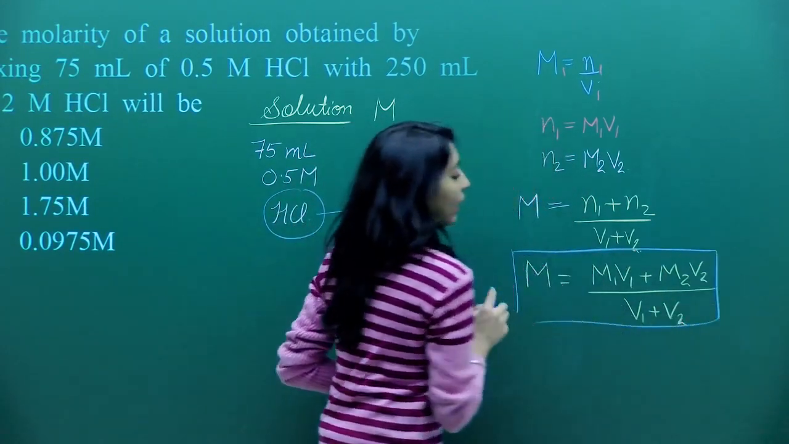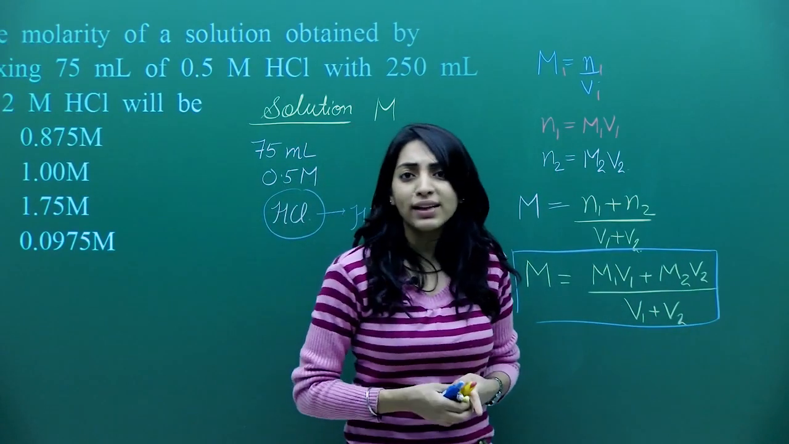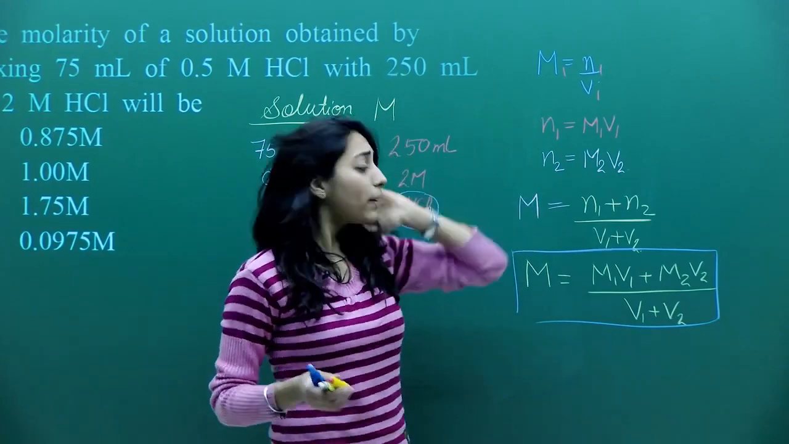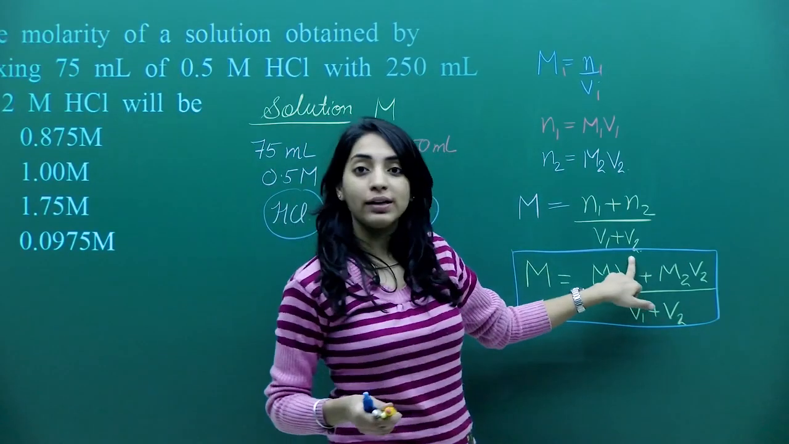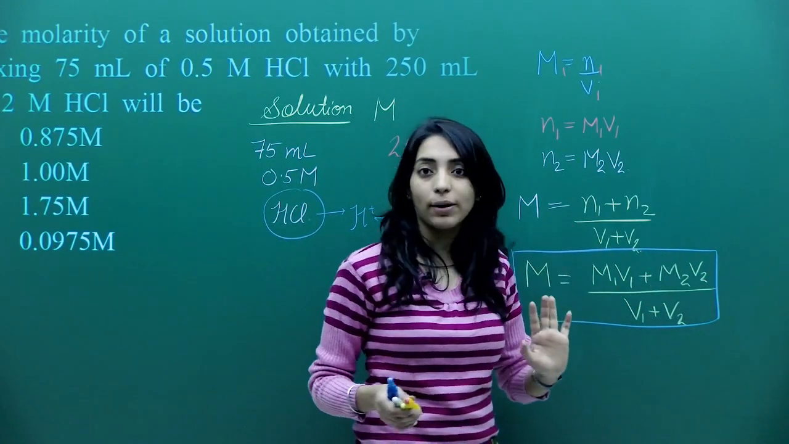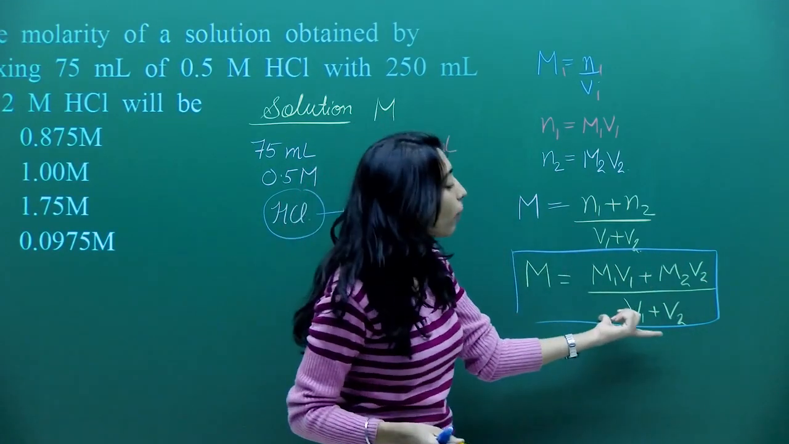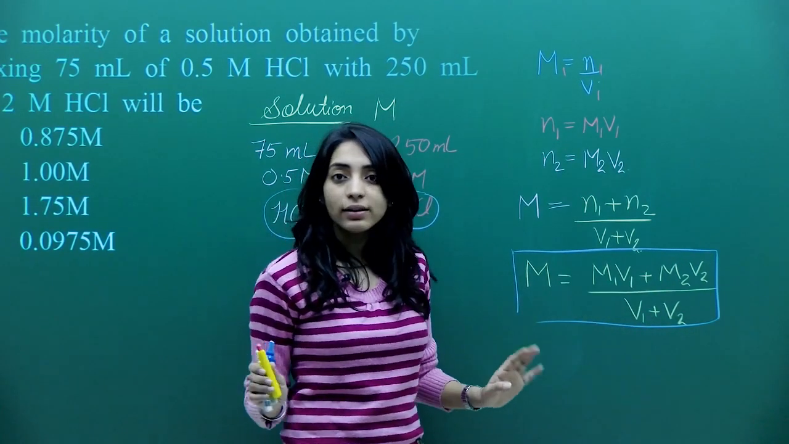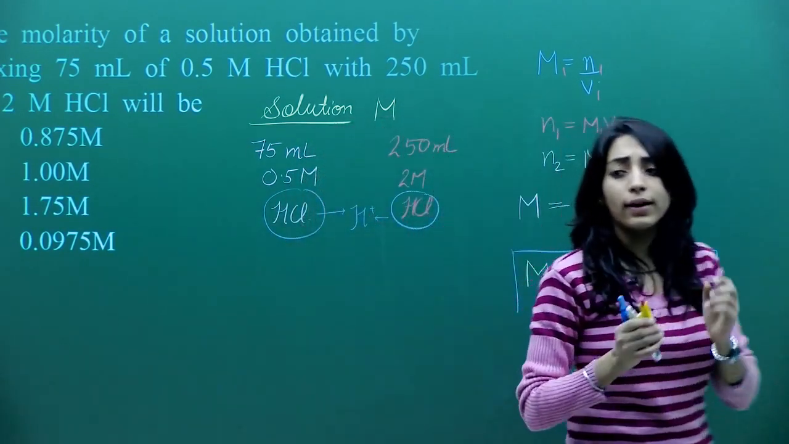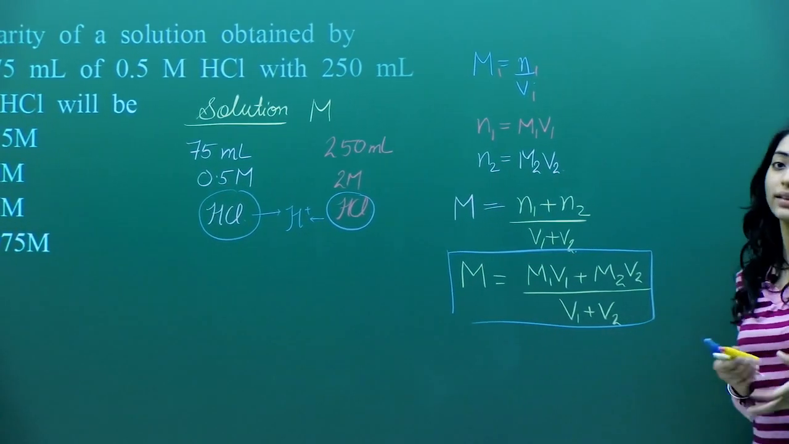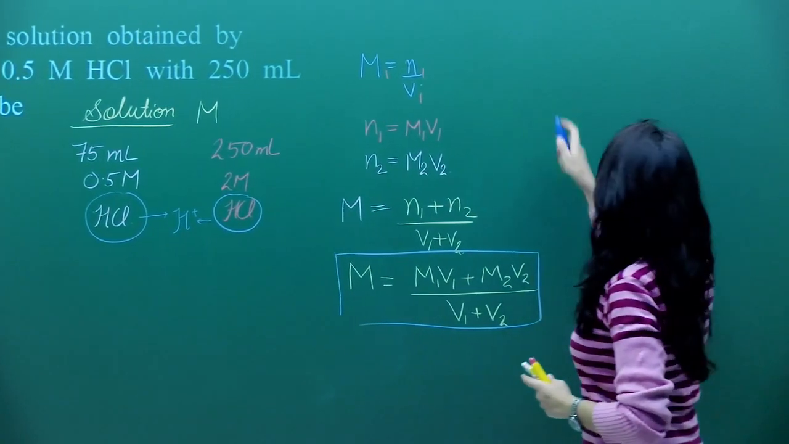Guys, all the time I have been saying that the volume of the solution has to be written in liters. But if you are writing ml here, then finally in the top you will be getting ml only, and in the denominator also you will be getting ml. So ml will get cancelled. Whether you work with liters or milliliters, it's going to be one and the same thing. So let us do the calculation.